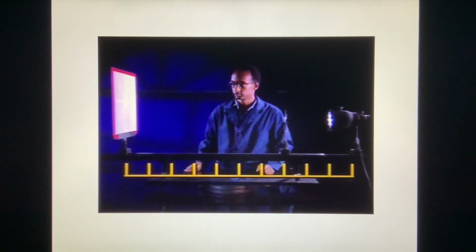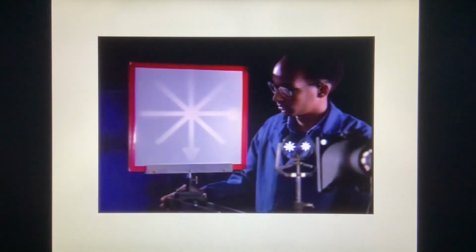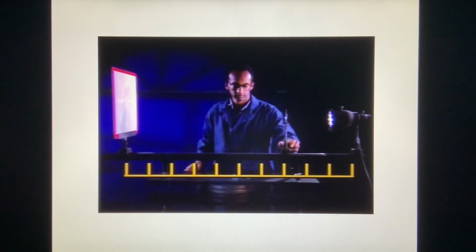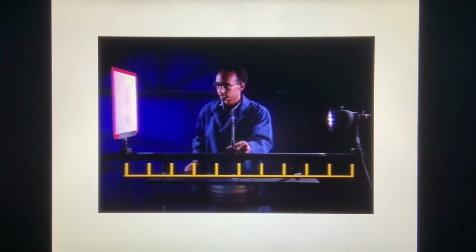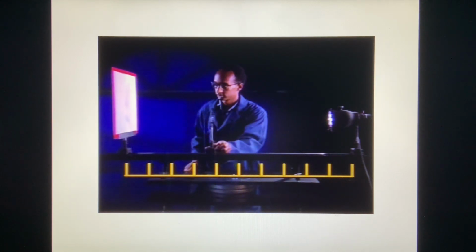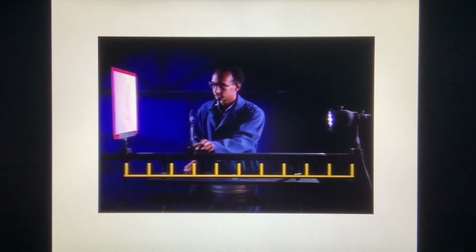This lens has a shorter focal length and can focus closer to the object. If we move it to approximately that same distance from the screen, it produces another sharp image.